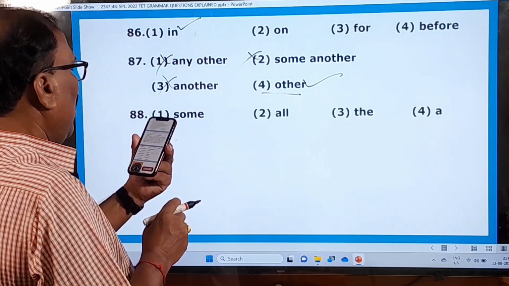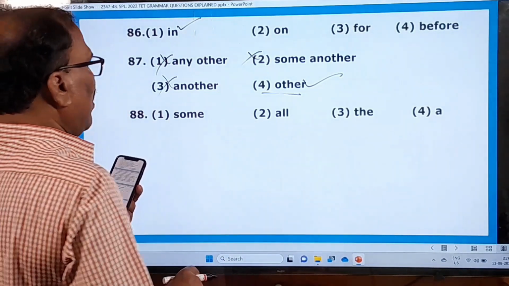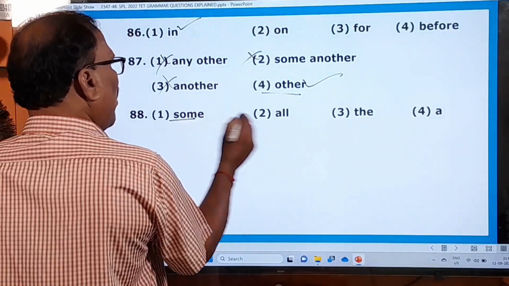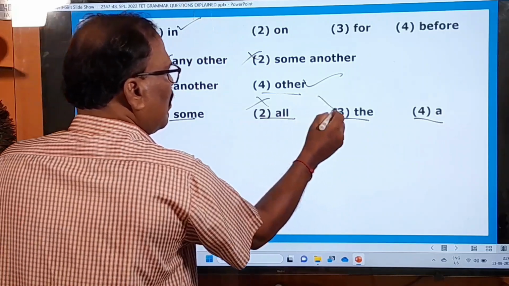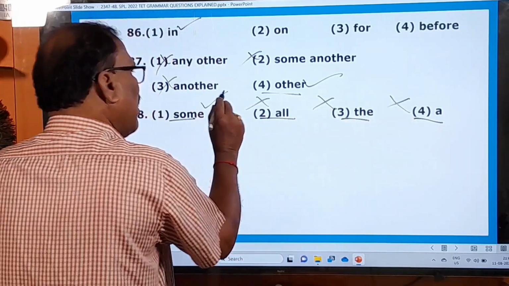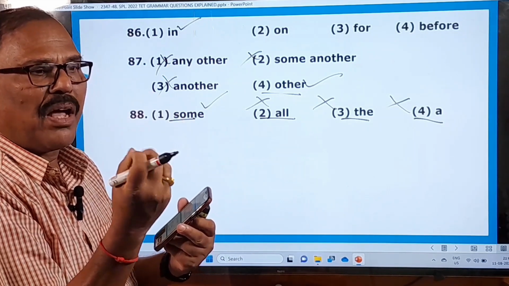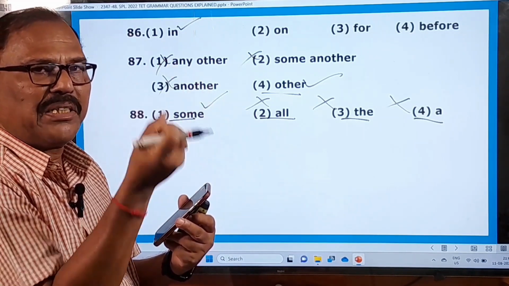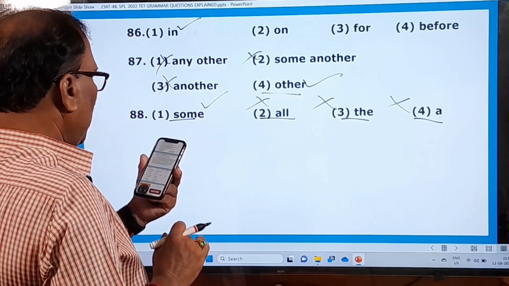What is that? It will hold dash soil in place. Dash soil means some soil, or all soil, or the soil, or a soil. What do you use? All soil, the soil? No, sir. Some soil. When you plant something, it will hold some soil. ఆ మొక్క కొంత మట్టిని, అది కొంత భూమిని ఆక్రమిస్తుంది. Okay, and then comes the 89th one.